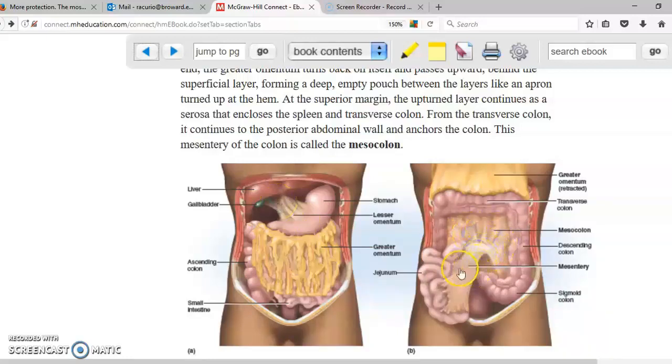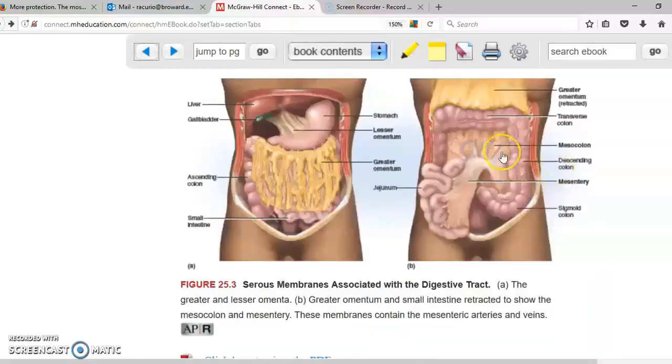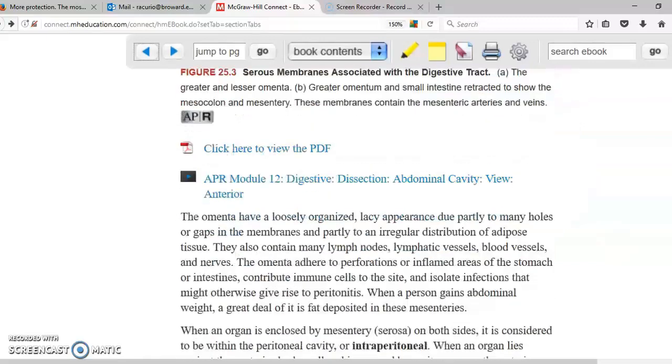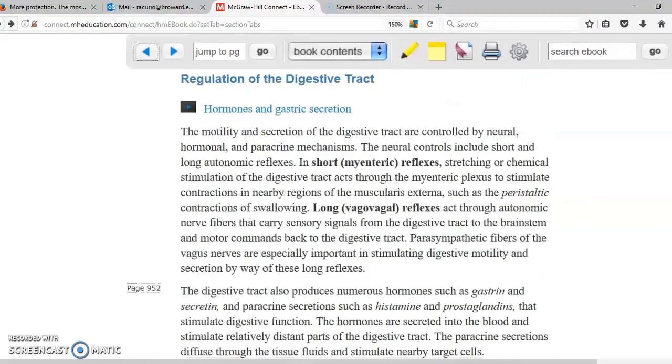This area right here, this membrane, is called the mesentery. This maintains the intestines in place. They have certain movement, but they don't move completely away from their initial location. Not only that, it also allows the passage of the blood vessels to provide blood to the intestines. So right here, the colon has the mesentery that is attached to the colon. That's the mesocolon.